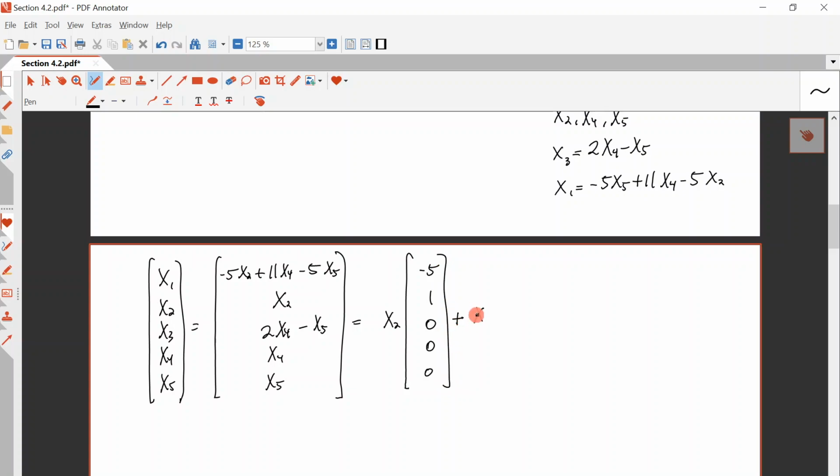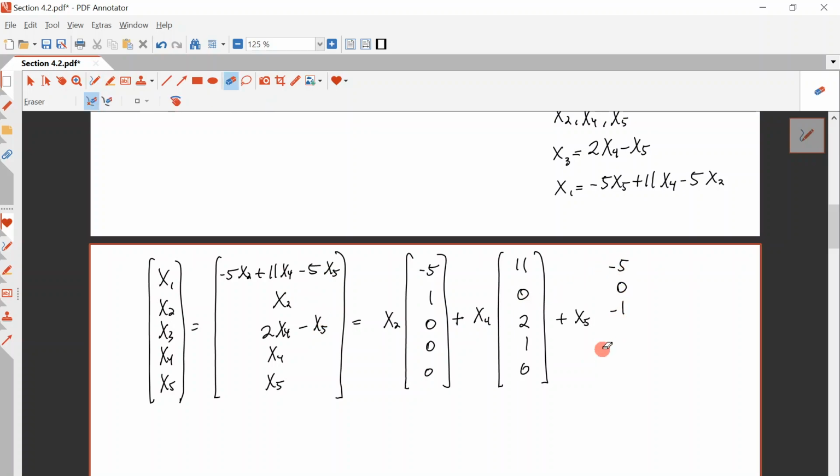Plus x4 times the vector 11, 0, 2, 1, 0. Plus x5 times the vector minus 5, 0, minus 1, 0, 1.